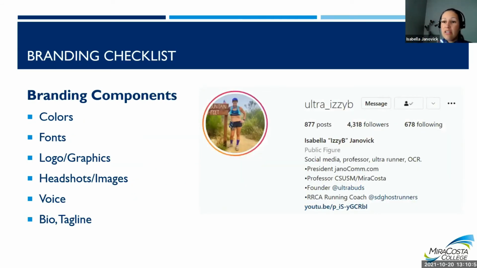Branding components: colors, fonts, logo, graphics, headshots, images, your voice, your bio, your tagline. So my running Instagram page is all about running. I have my tagline, you know, public figure. You only have a certain amount of characters in your Instagram profile here, so you got to make sure you use that space wisely. So I had the main points here: social media professor, ultra runner, OCR. So that's what I'm about. President, janocom.com, so they can click on that link. Professor, the 2 schools. Founder, UltraBuds, it's a hot link to that Instagram page. Running coach to SD Ghost Runners, it's a hot link to that page.